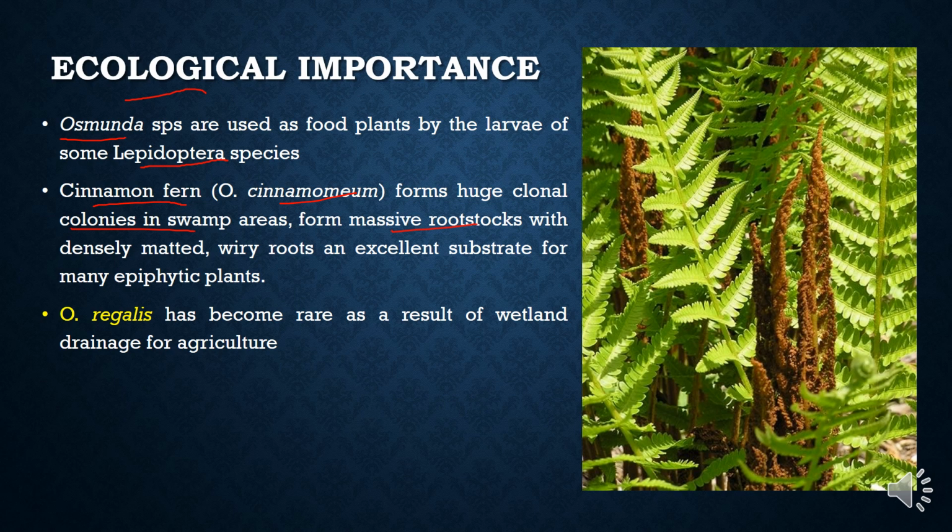So also, this Osmunda regalis is one species of Osmunda that has become very rare. In fact, it has been declared endangered due to the drainage of wetland for agriculture. So once we drain the boglands and do agriculture in that, Osmunda regalis is becoming rarer and rarer.